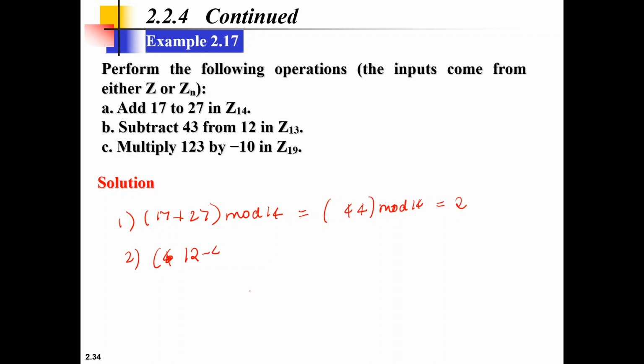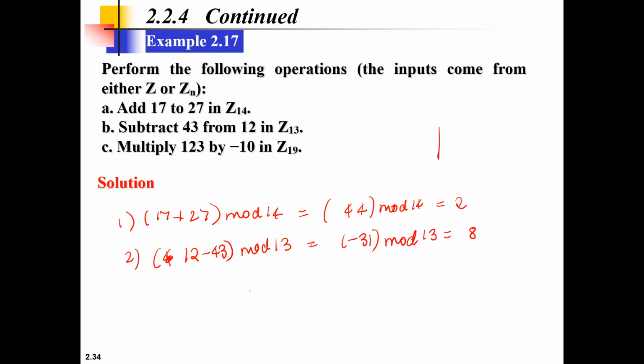So 12 minus 43 in mod 13, that comes around minus 31 mod 13. So the answer will be 8. 13 twos are 26. So the remainder will be minus 5 plus 13.